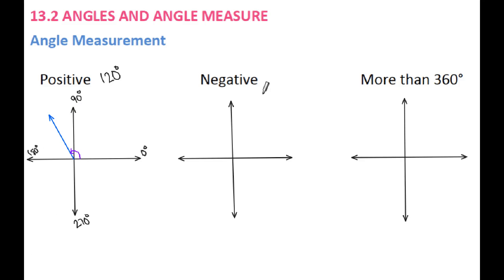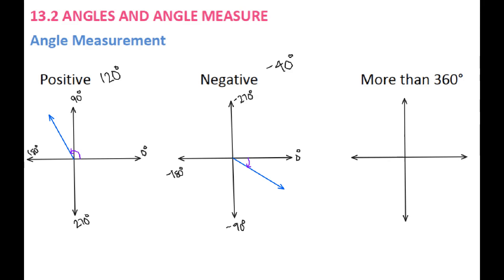A negative angle measurement, so for instance, negative 40 degrees. Negative angle measurements move in a clockwise fashion. So this is 0 degrees. This would be negative 90 degrees, negative 180 degrees, and negative 270 degrees. So negative 40 degrees is somewhere between 0 and negative 90, so you're actually in the fourth quadrant. And again, I'm going to use the purple arrow to indicate the movement that I made, so I moved clockwise.